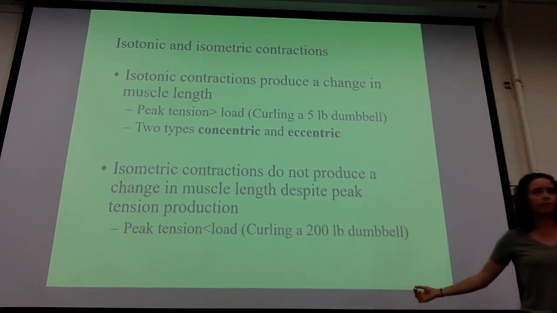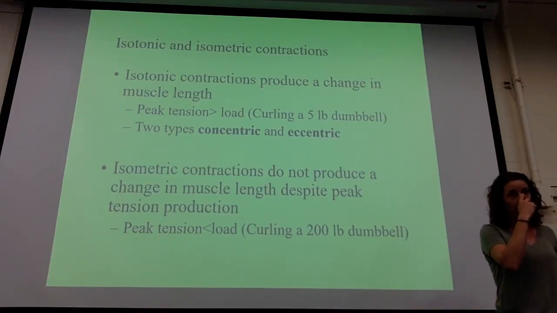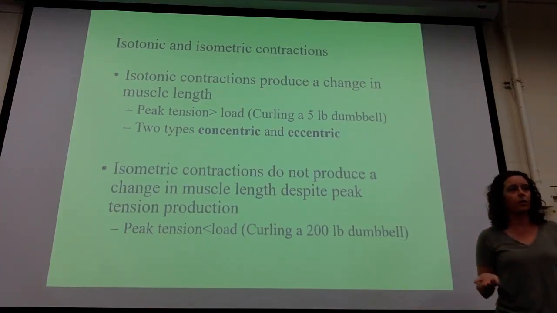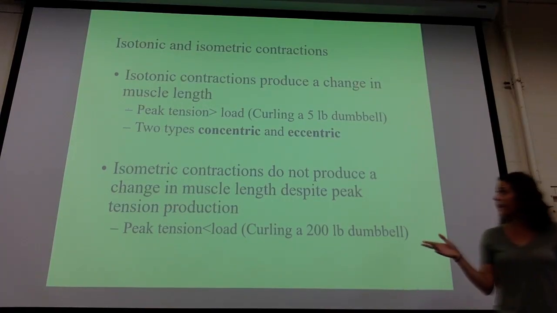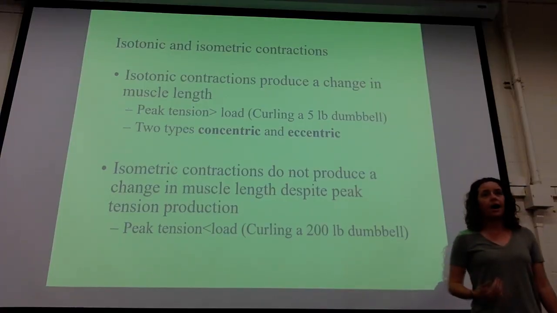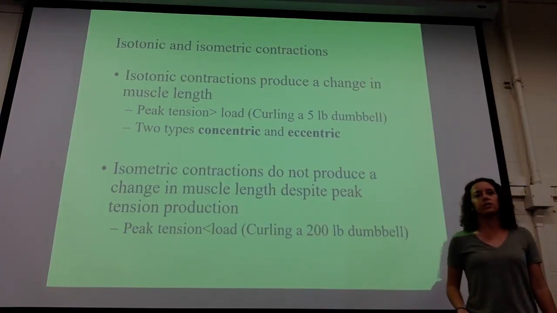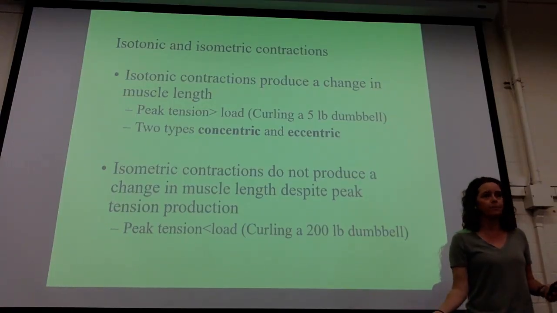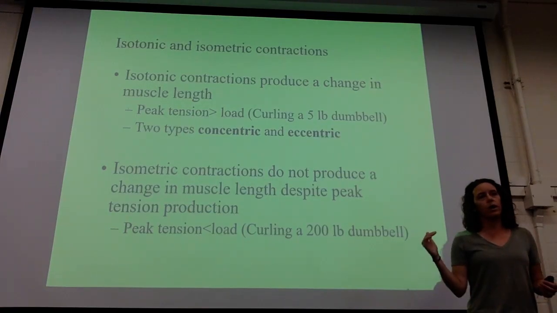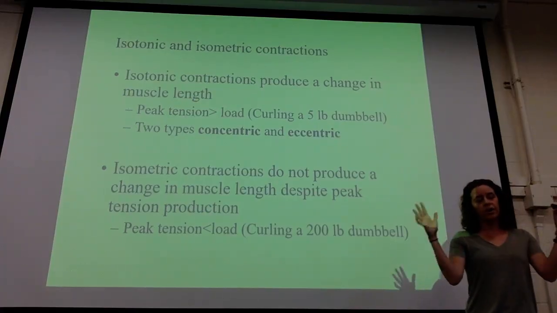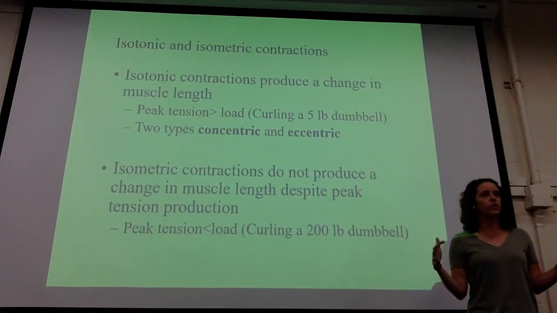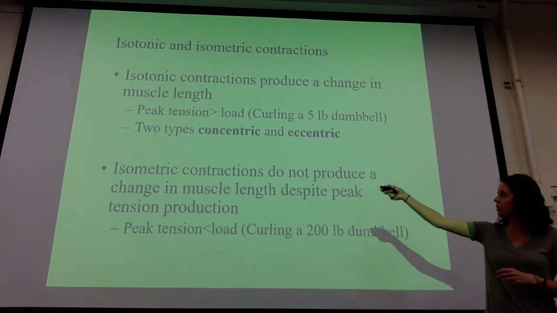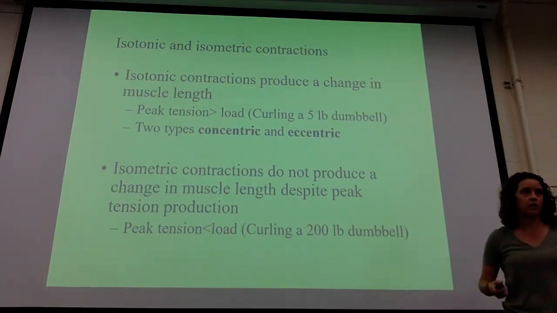So the different types of muscle contractions that we see, we can break down into two large categories, isotonic and isometric. Isotonic muscle contractions change the length of the muscle in some way. So within the category of isotonic contractions, we have either concentric or eccentric contractions.